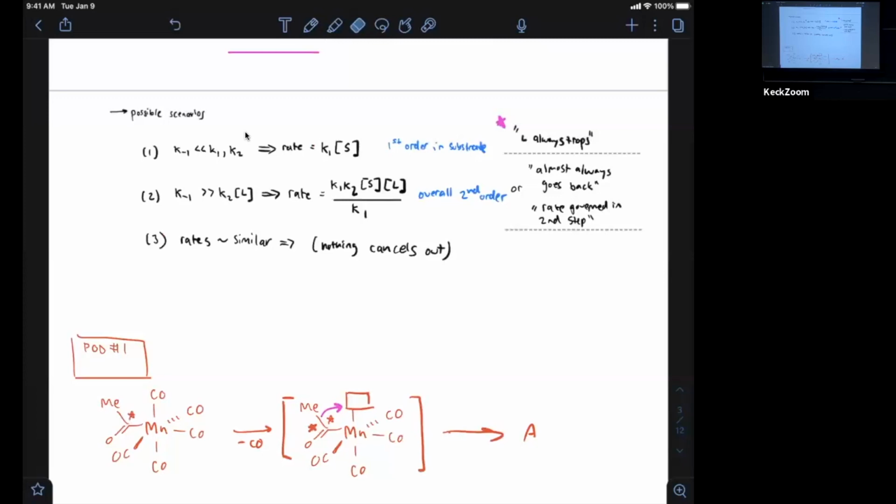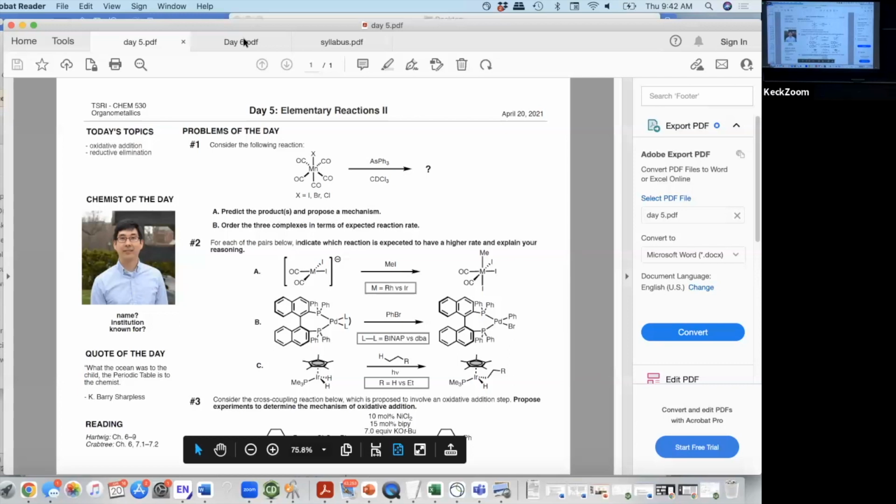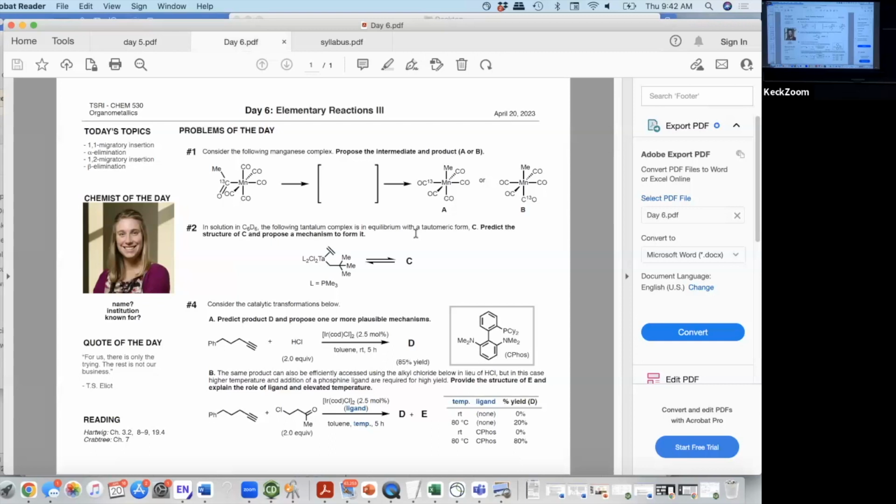Okay, let's take a look now at a specific example, which is problem of the day number one from the day six worksheet. So we can put these principles to work for us. Consider this process shown here. From the initial acyl pentacarbonyl manganese species, now we incorporate an isotope label at the acyl carbon. This will undergo a process to generate a new intermediate that's not shown, and then give us two possible products, A or B.